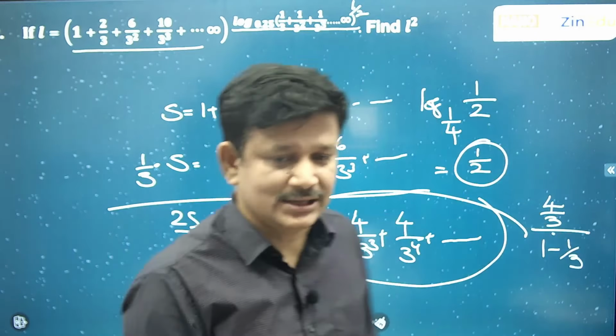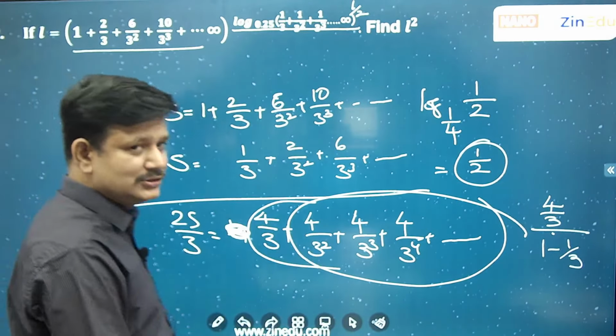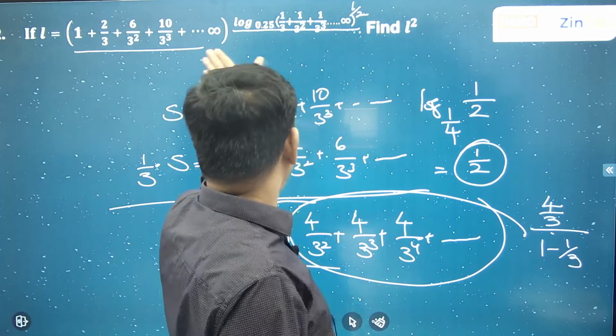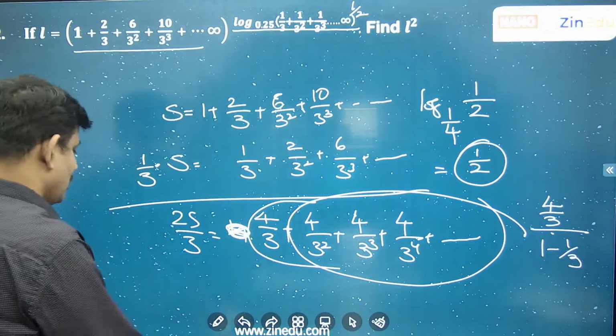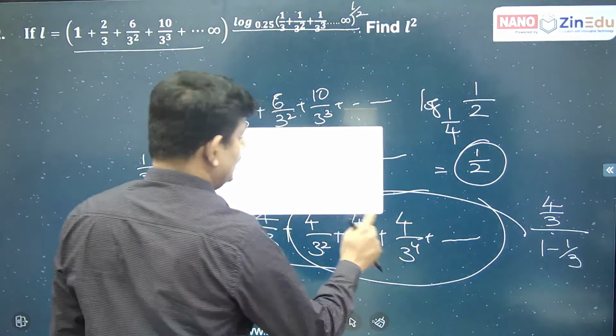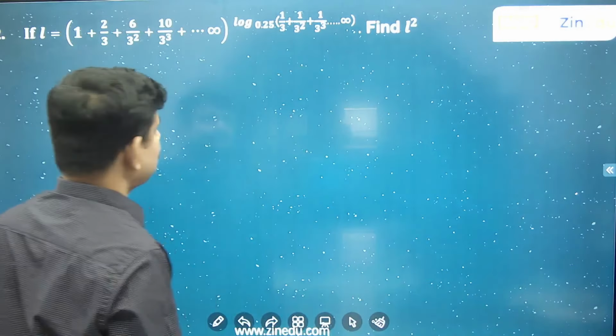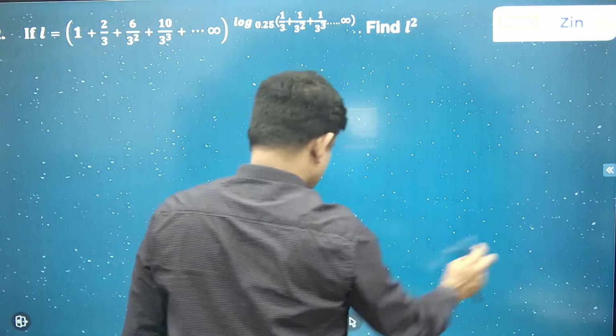As simple as that. So you have to be quick with your question solving and understand what is AGP and how to find the sum of AGP. That's all you need to do. Another basic question.